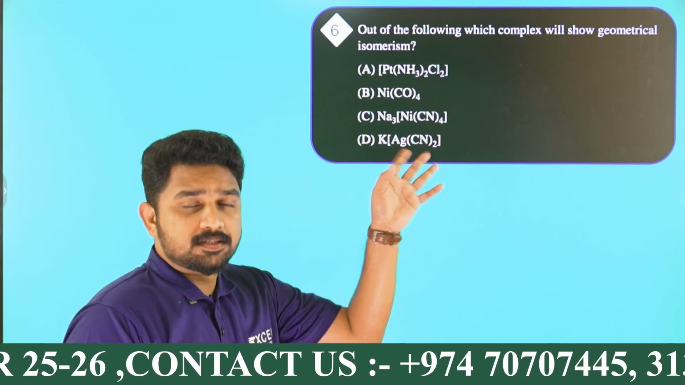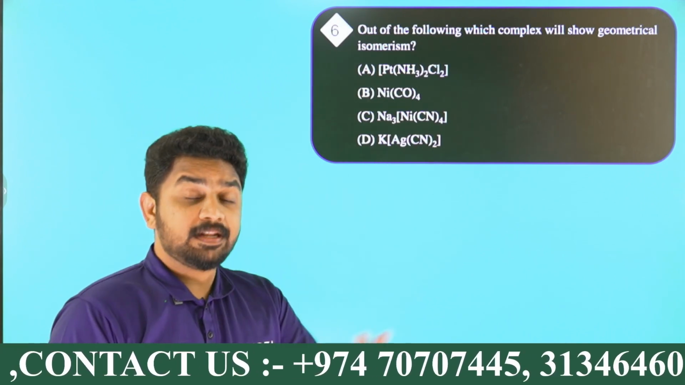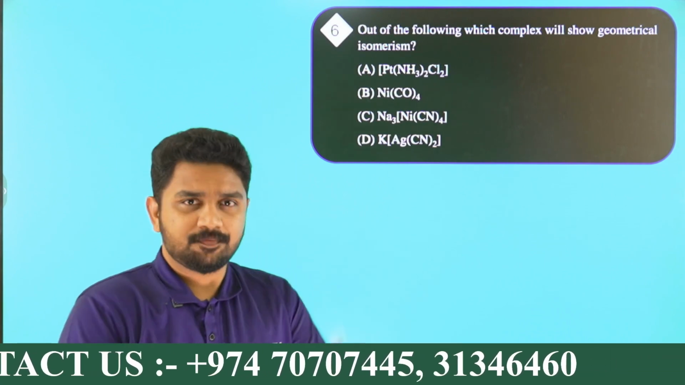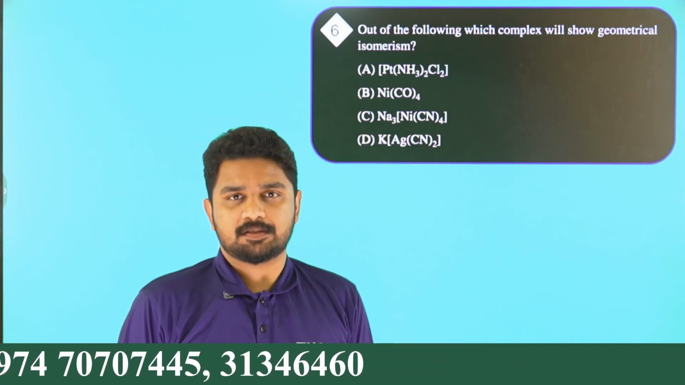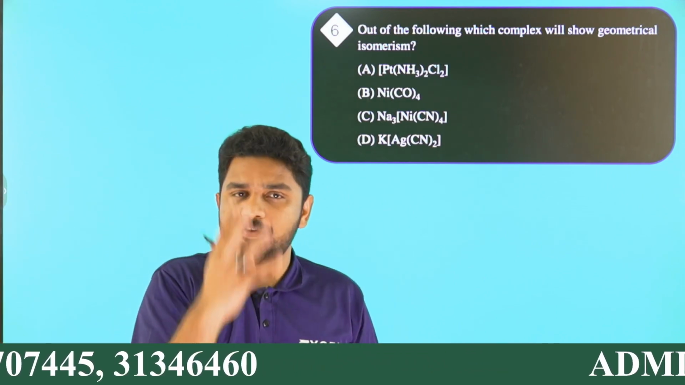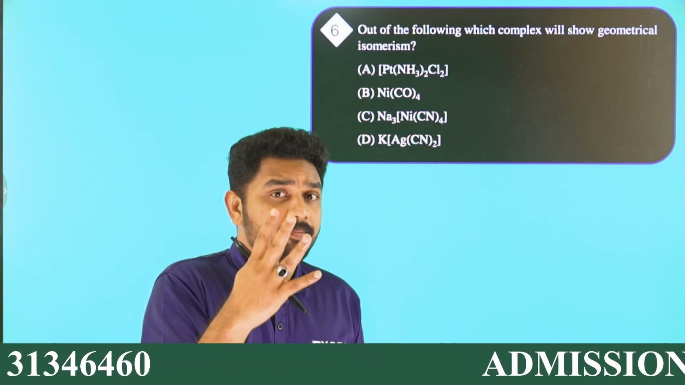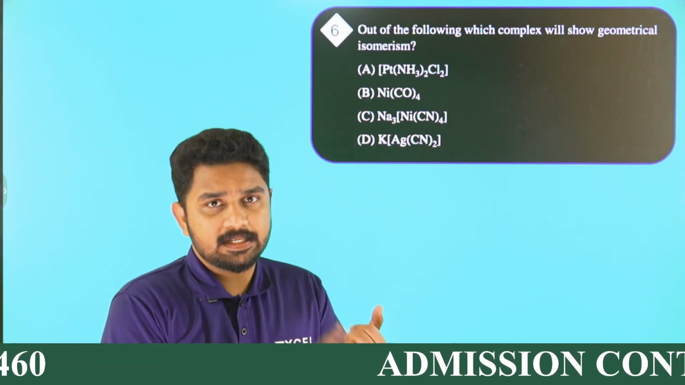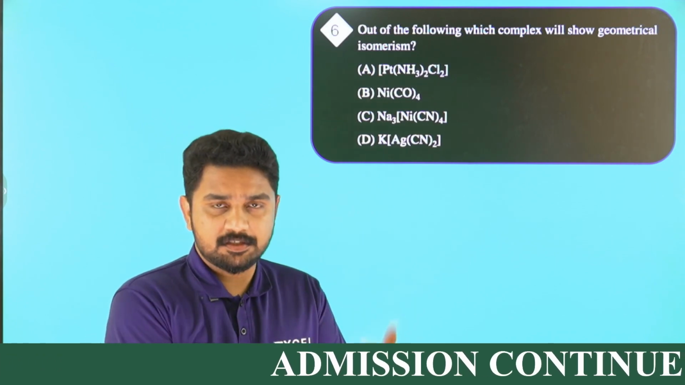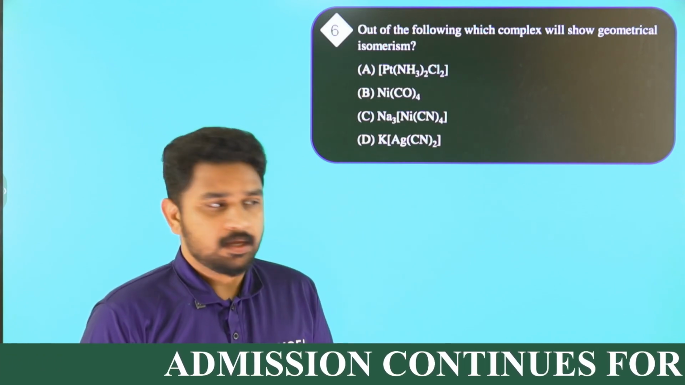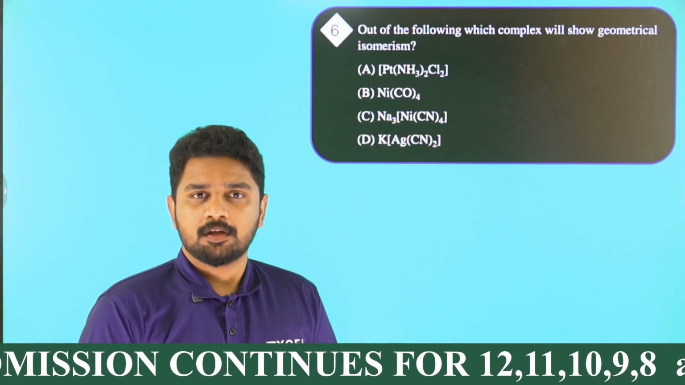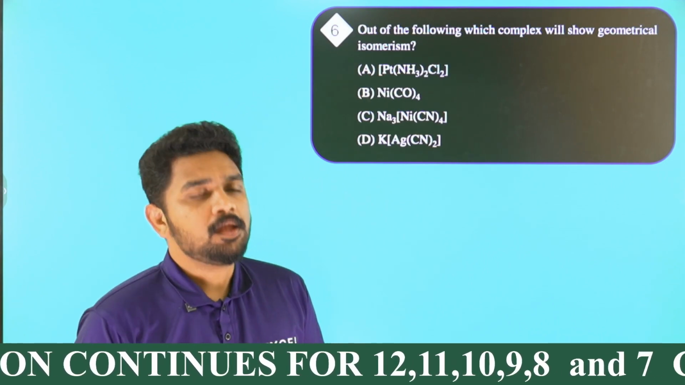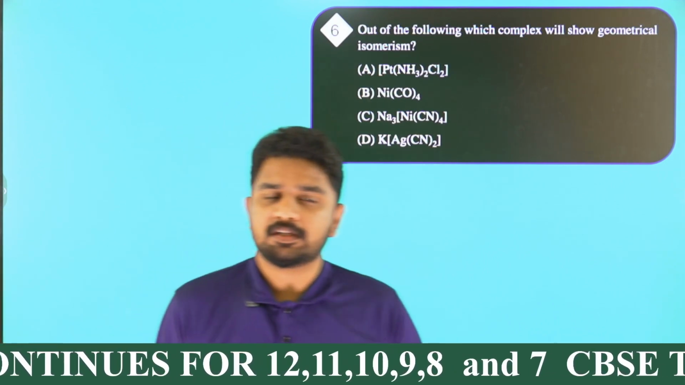But the next isomerism is geometrical isomerism, because we can classify isomerism as structural isomerism and stereoisomerism. In structural isomerism, I told you four isomerisms you should study. Linkage isomerism is there, ionization isomerism is there, solvate isomerism is there, coordination isomerism is there. Study them with examples. So that structural isomerism part is finished.